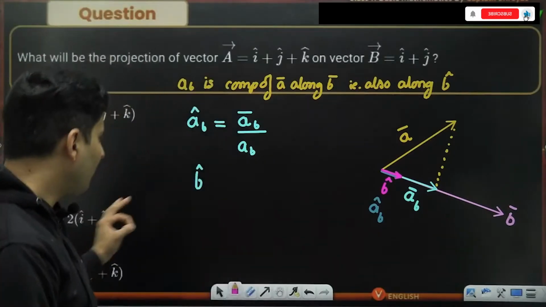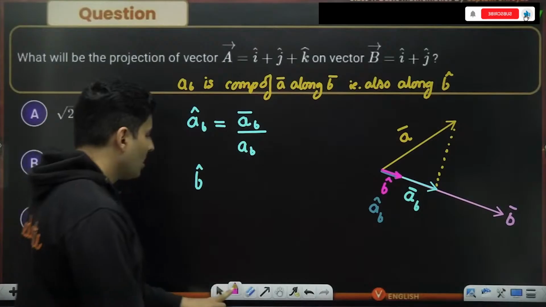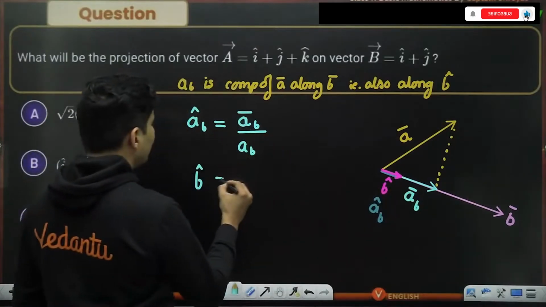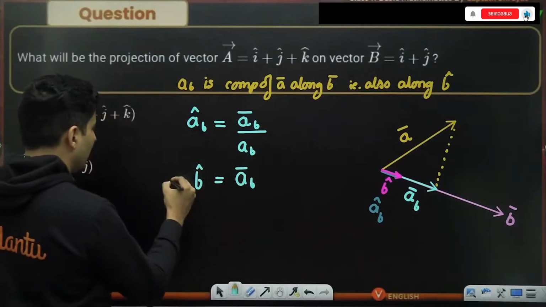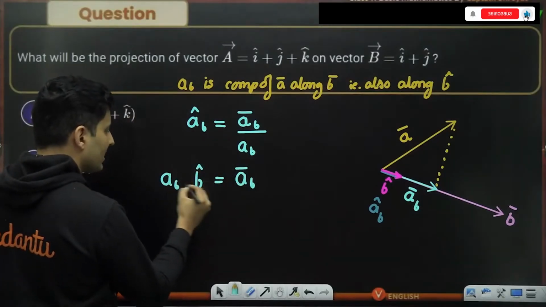Everybody fine? Why is this true? Okay, sir. But sir, what is this? This is exactly what you have to find. And this number you just multiply over here, A of B. This is now a scalar.